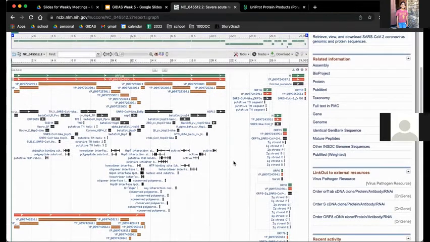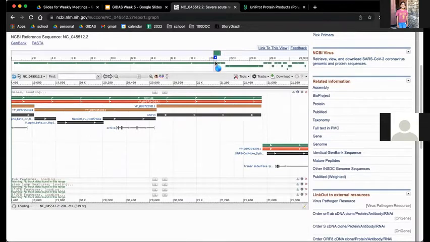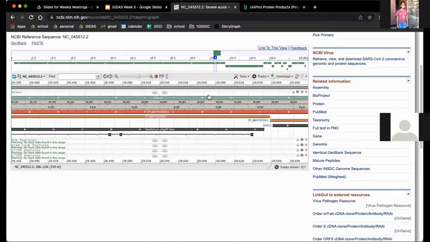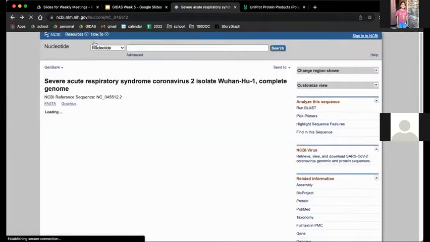So if you see here, if you zoom in, I believe, let's see. No, that's not it. Vidi, do you remember how to show the nucleotides? Okay, give me a second. But in here, let me read.